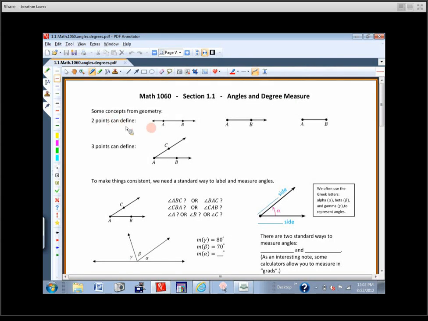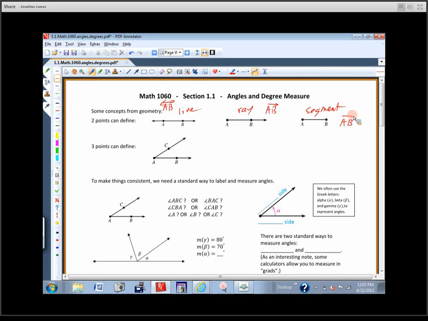Two points can define what we have here, which is a line. Anybody know what this is called? This is called a ray because it continues in one direction. And what's this? This is a segment. So we denote this as line AB, and we'd put a line over it. This would be ray AB, and we'd start at A and go to B and put an arrow over the B because it continues in that direction. And this would just be AB. That's how we denote those. Just a quick review from geometry.